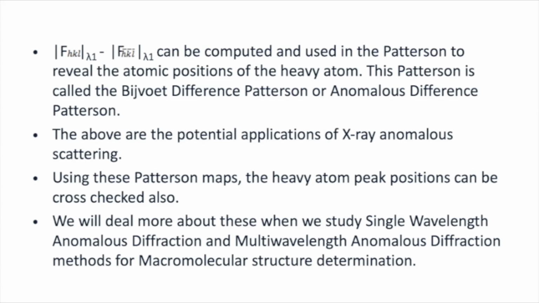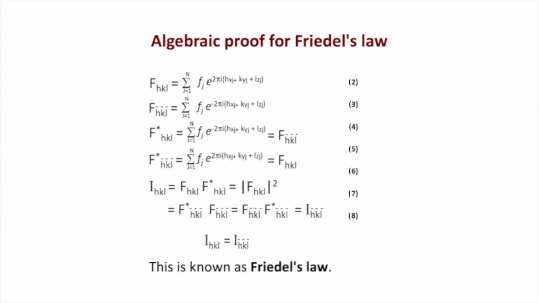Now we can give you the algebraic proof for Friedel's law and also the violation of Friedel's law. Equation 2 gives the expression of a structure factor, atom j running from 1 to n, f_j e to the power 2 pi i (hx_j + ky_j + lz_j). If it is the inverse reflection, h bar, k bar, l bar, you just change everything to minus, minus, minus. That minus can be taken out in the exponent on the right hand side.